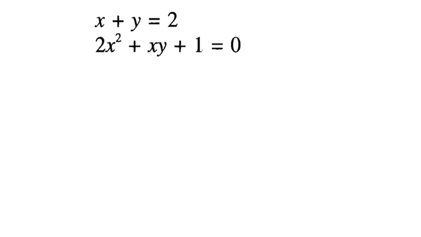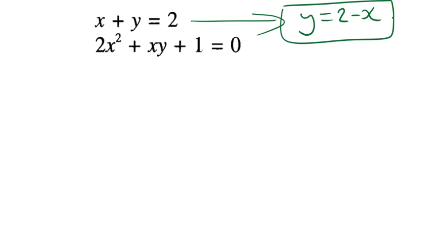I'm not entirely sure what 2x squared plus xy plus 1 equal to 0 is going to look like graphically. But we have an idea, because I'm going to think about this linear one first. Well, if x plus y is equal to 2, I'm going to try to rearrange this so that I isolate a variable. I'm going to choose y, but I could have chosen x. y must be equal to 2 minus x. I've just taken away an x from both sides.